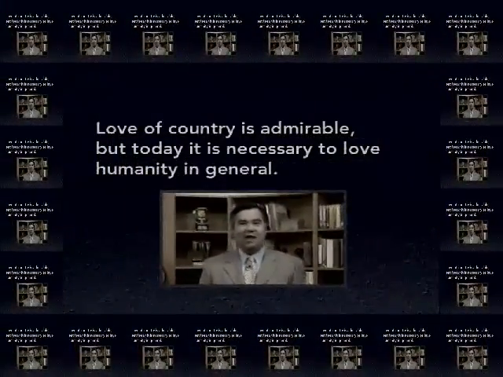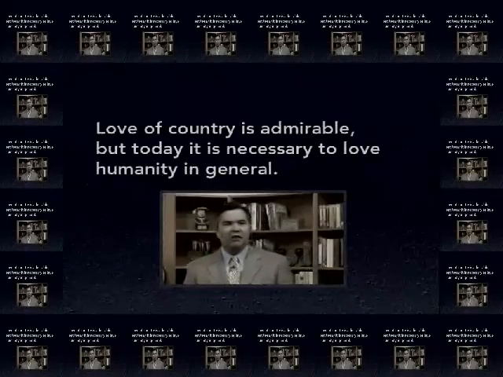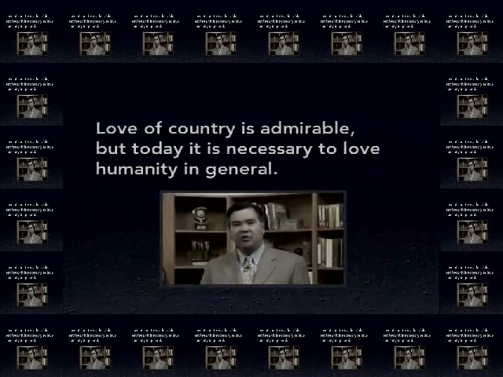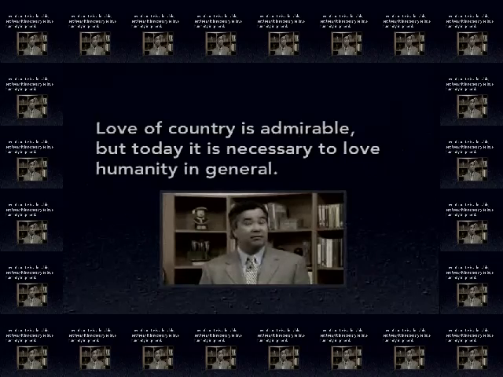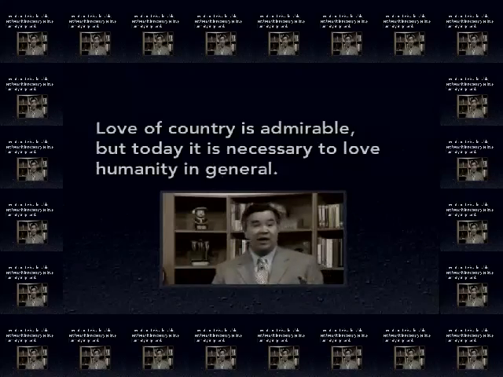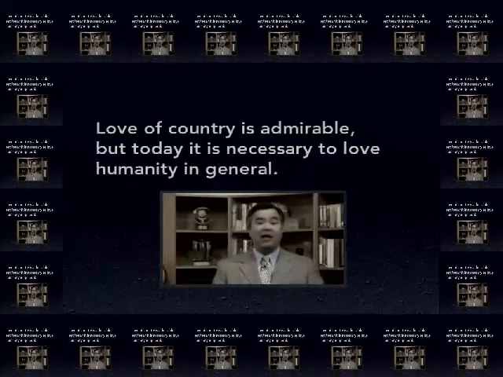When you do this, your sentences read well, and the relationship between the ideas is very clear. The readers of your sentence will immediately see the relationship between the ideas and understand it, and will see how the ideas fit together. Here's an example. Love of country is admirable, but today it is necessary to love humanity in general. Now, this sentence is not grammatically wrong. That is, it doesn't contain an out-and-out error.